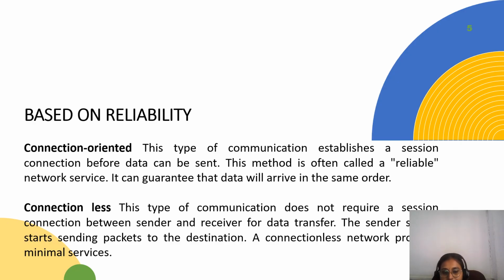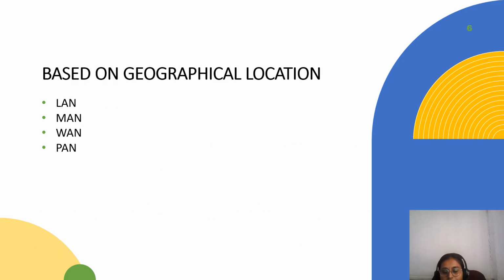And connectionless is a type of communication that does not require a session connection between sender and receiver for data transfer. So the sender simply starts sending packets to the destination. A connectionless network provides minimal services. And based on the geographical location, we are having local area network, metropolitan area network, wide area network, and personal area network.